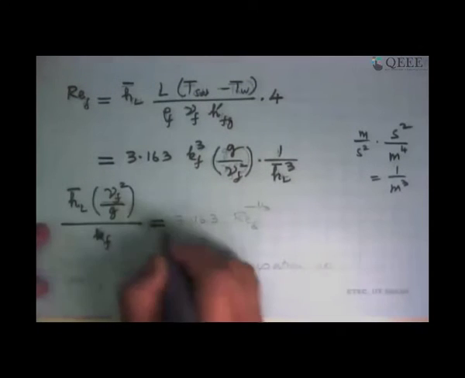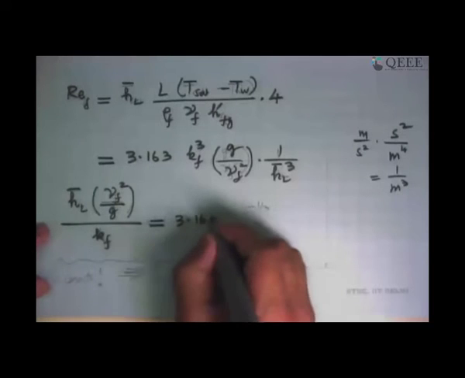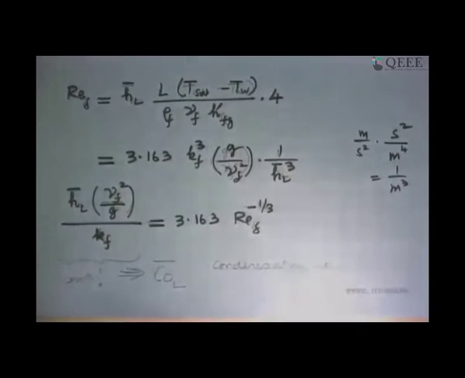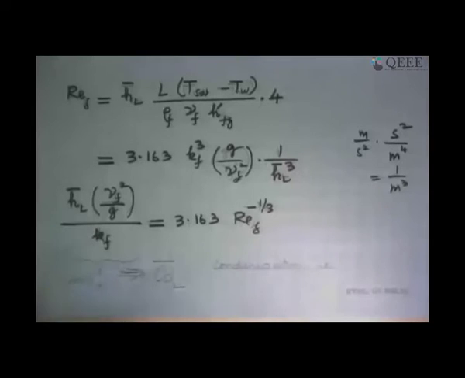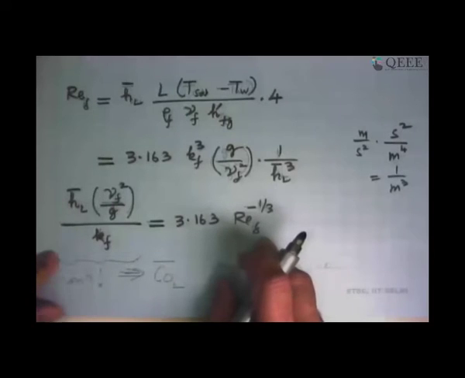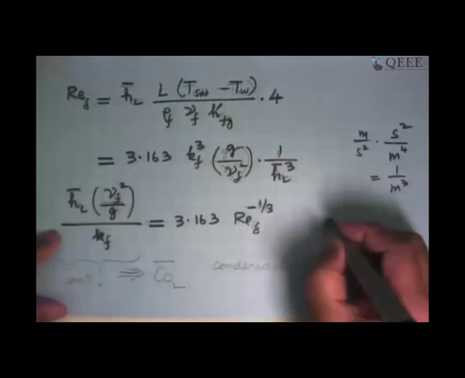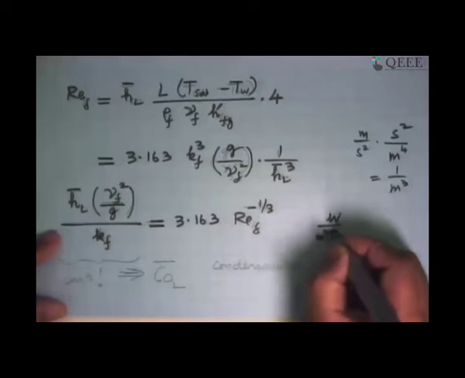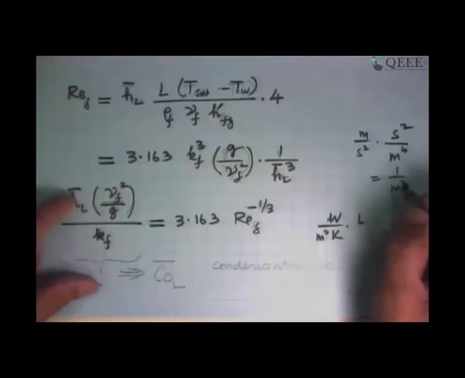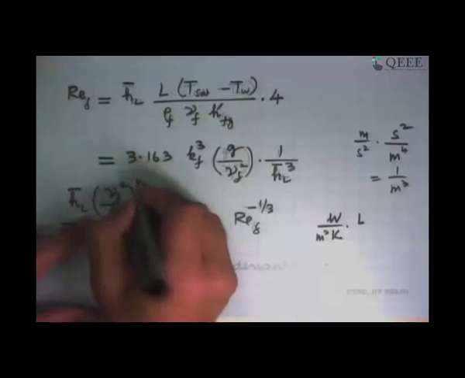And this is then equal to 3.163 into Re delta to the power minus 1 by 3. So now the right side, like we had in convection heat transfer in forced or free convection without phase change, has only Reynolds number dependence. The left side is still a messy looking thing, but as we just saw, h is watts per meter square per Kelvin. This whole thing is to the power 1/3.